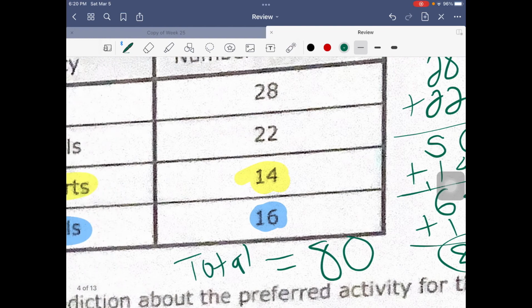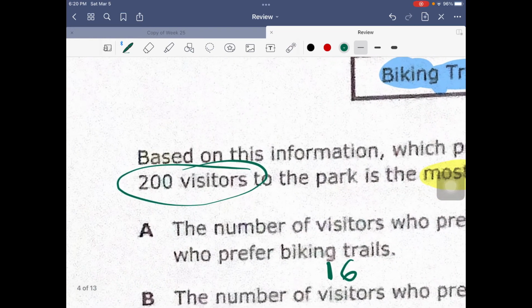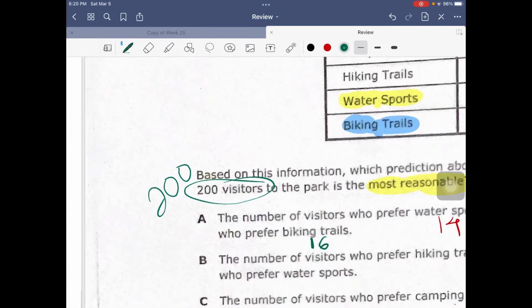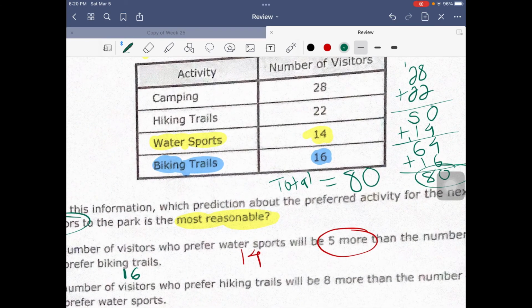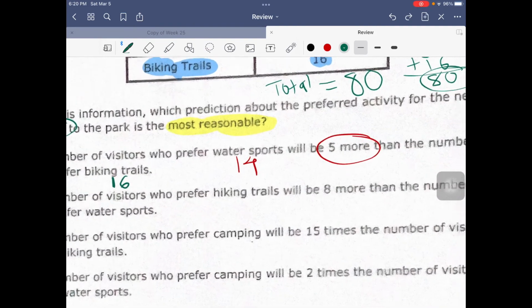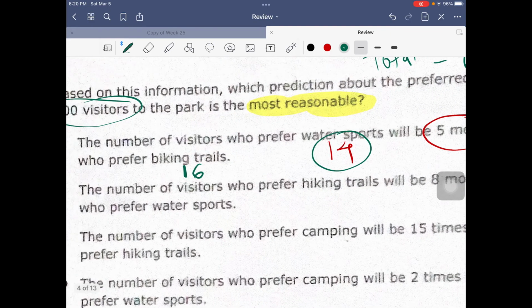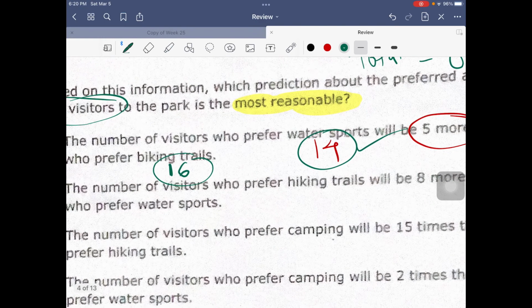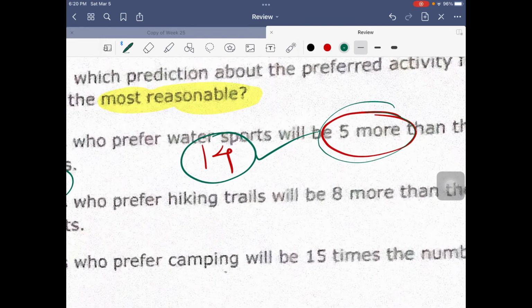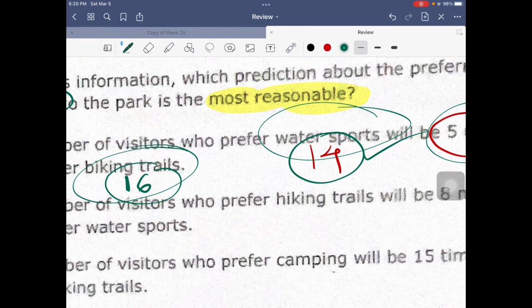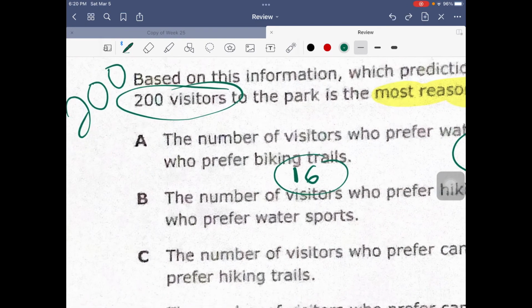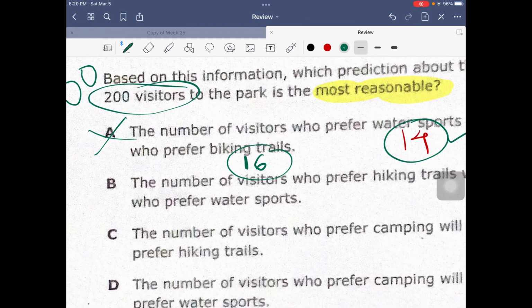Total. So if there were 200 visitors, not 80, there's going to be more of everything. Basically, everything's going to be increased. Now, do you think it's going to be safe to say there's going to be exactly 5 more then? When actually, the number of water sports was less. And it's saying there's going to be 5 more water sports than biking trails. What do you think about that? No way. I don't think so.